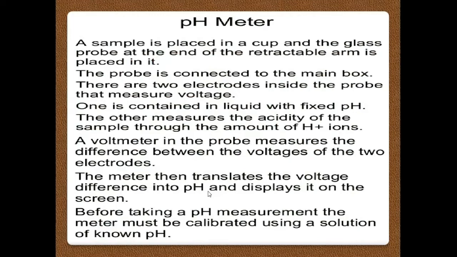One electrode is contained in liquid with fixed pH. The other one measures the acidity of the sample through the hydrogen ion concentration. A voltmeter in the probe measures the difference between the voltages of the two electrodes. The meter then translates the voltage difference into a pH value and displays it on the display screen.